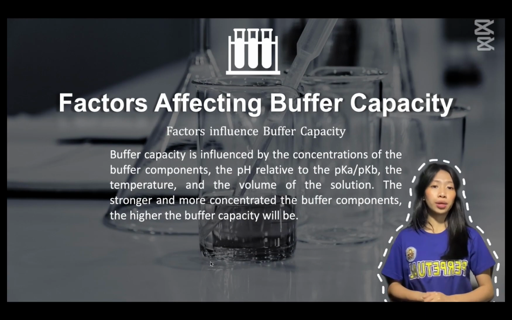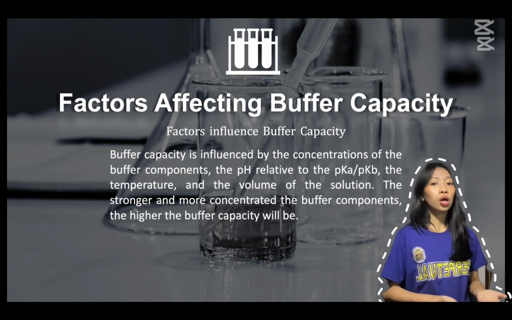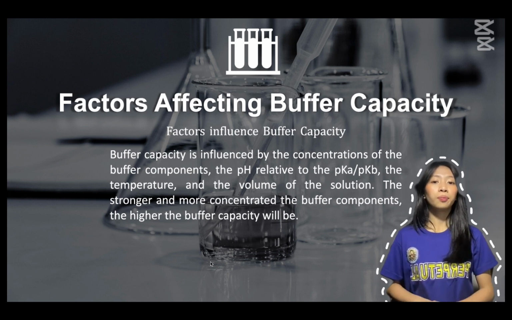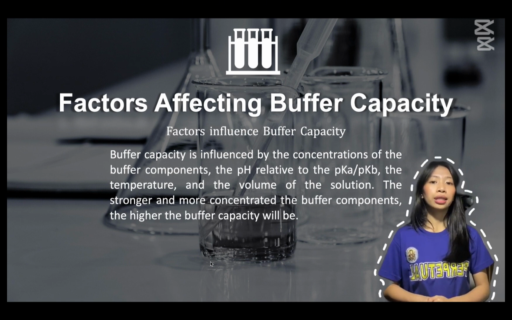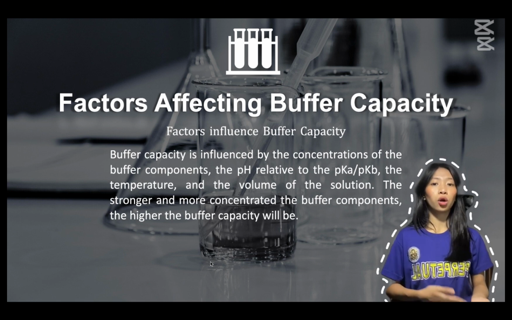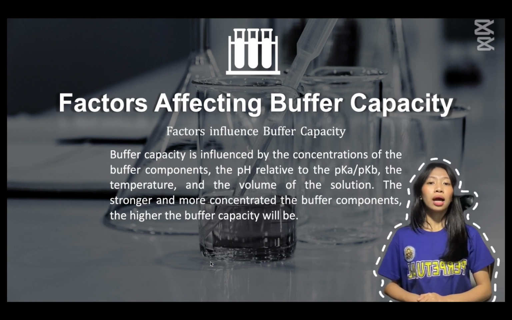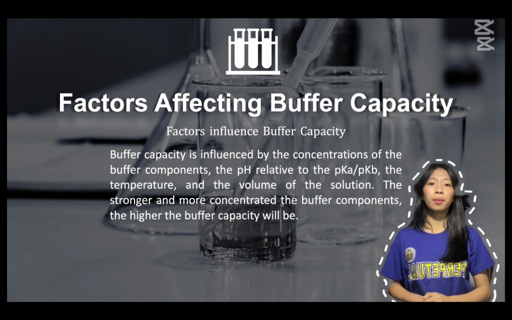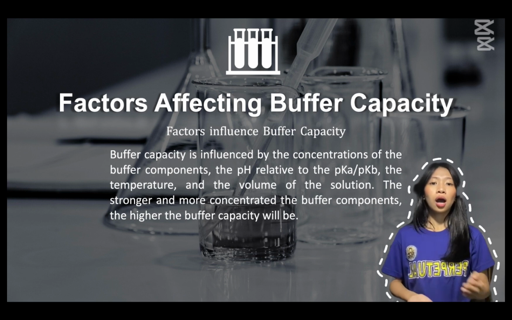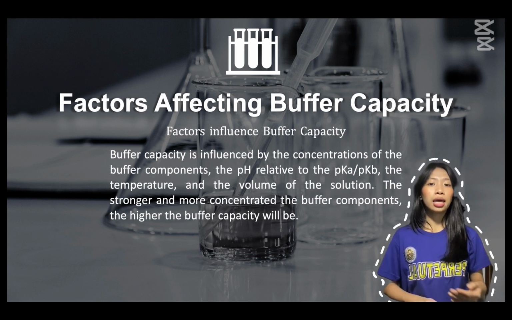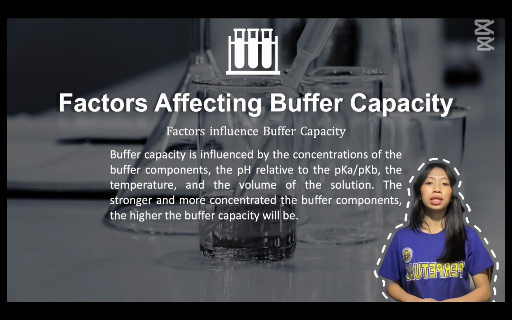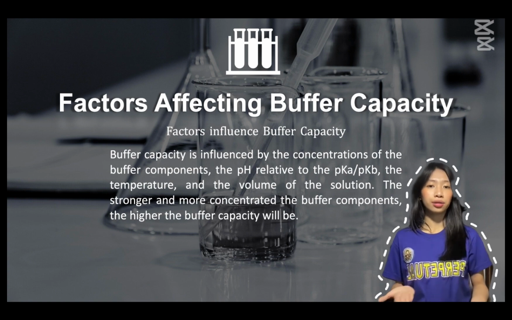Buffer capacity is influenced by the concentrations of the buffer components, the pH relative to the pKa, the temperature, and the volume of the solution. The stronger and more concentrated the buffer components, the higher the buffer capacity will be. I have already discussed the basics of buffers and the parts of a buffer, how they work, their importance, and factors that influence buffer capacity in an easy-to-understand manner.